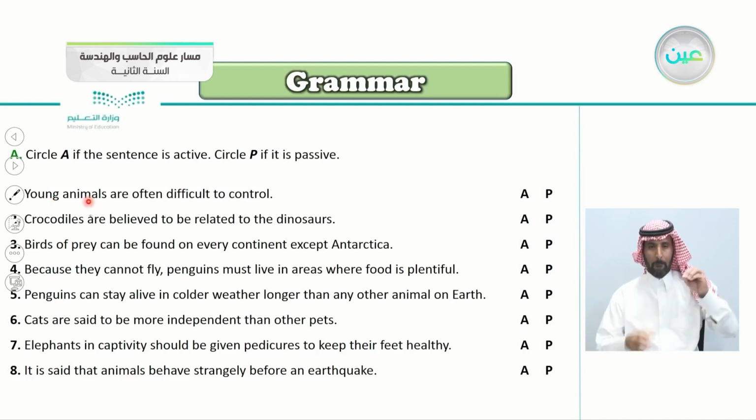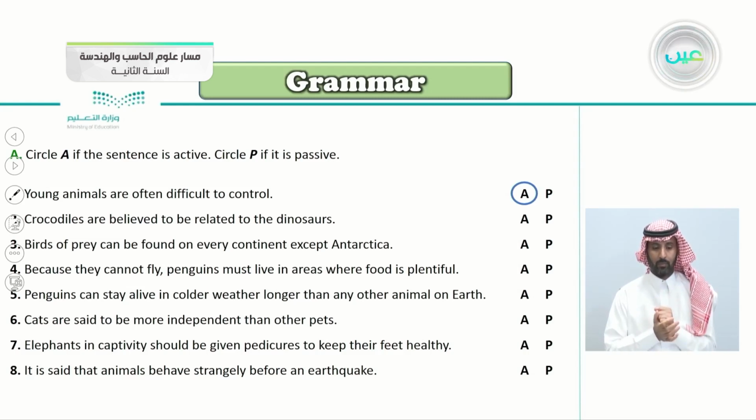So young animals are often difficult to control. Is this one active or passive? Number one is active. Number two, crocodiles are believed to be related to dinosaurs.